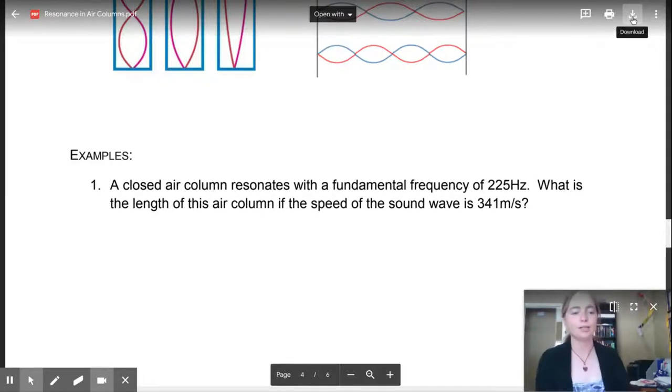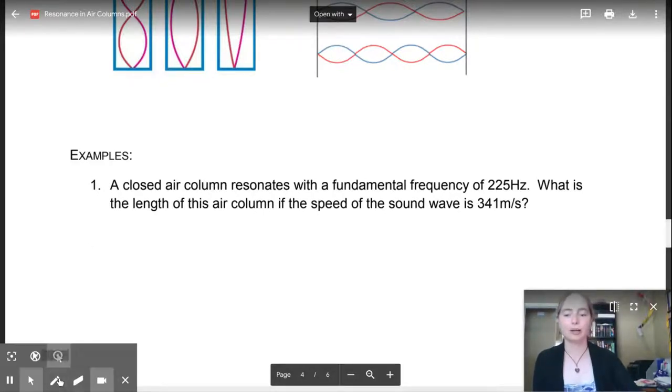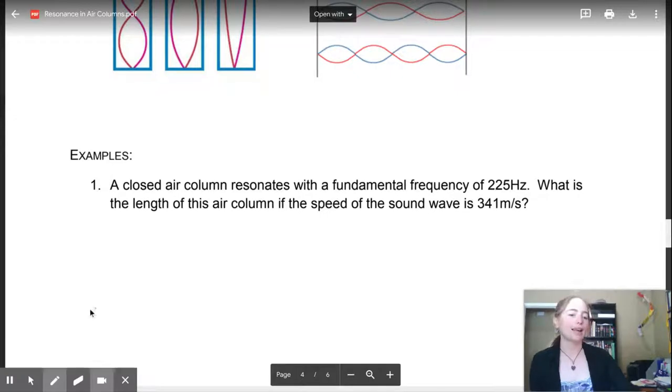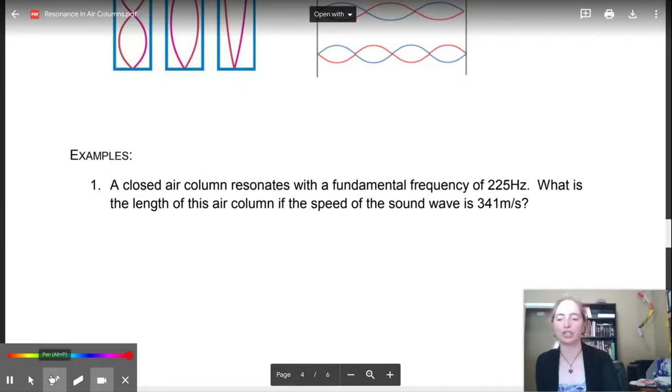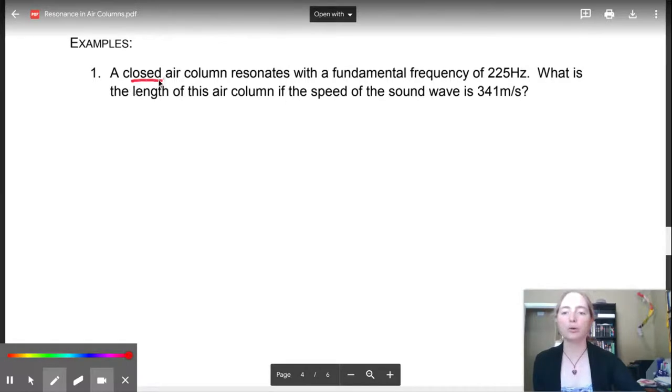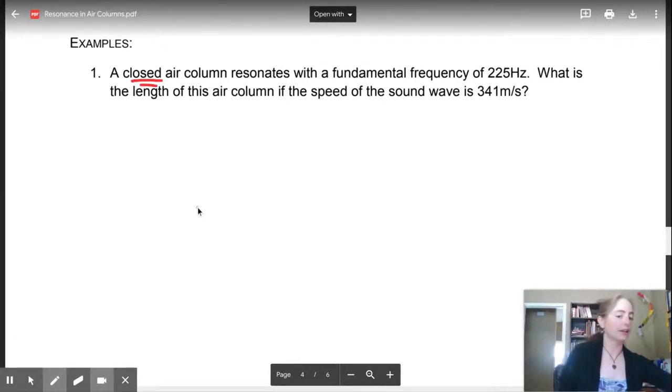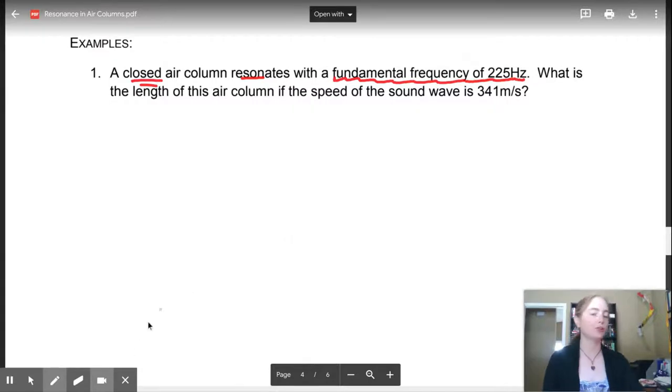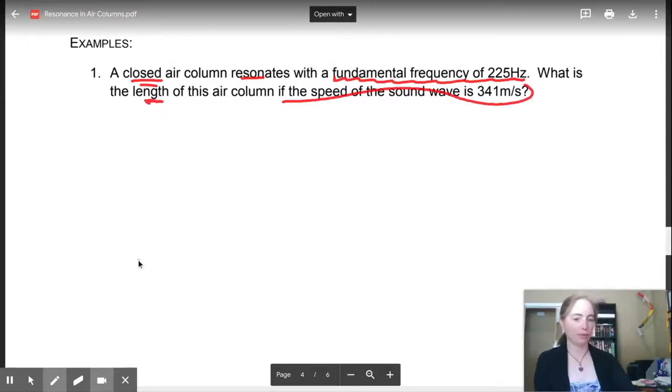All right, so we're going to jump back down, and you can see the notes now. What we have here, ladies and gentlemen, is a look at how we can do some calculations using the theory we have looked at. A closed air column resonates with a fundamental frequency of 225 hertz. What is the length of this air column if the speed of sound is 341 meters per second?